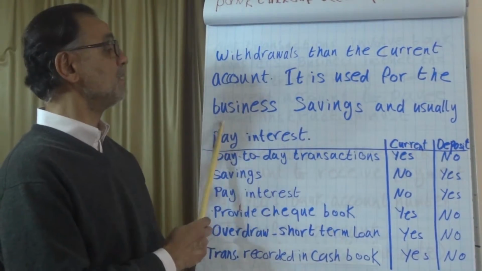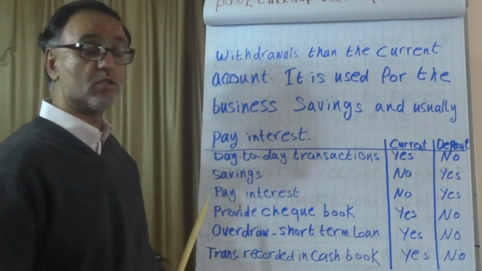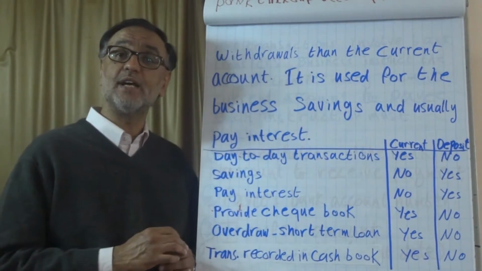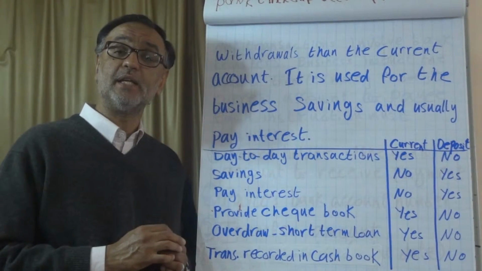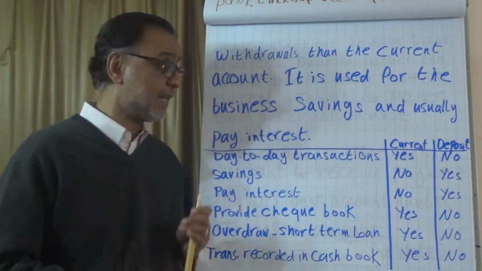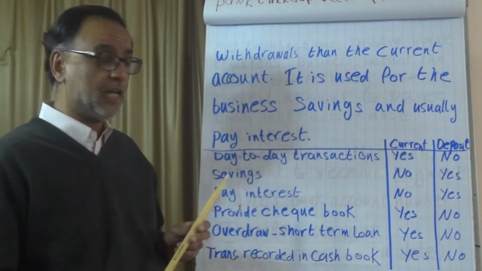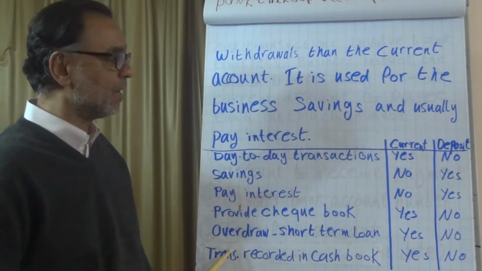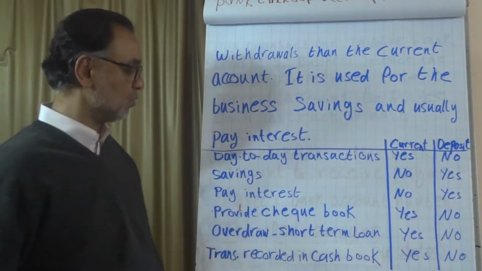It is used for business savings and usually pays interest. So when the business has excess money, they can put it in the deposit account and get interest on it. This is a very quick comparison between the current and deposit accounts.